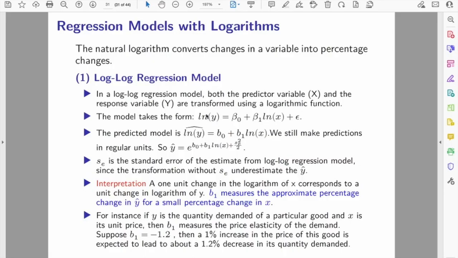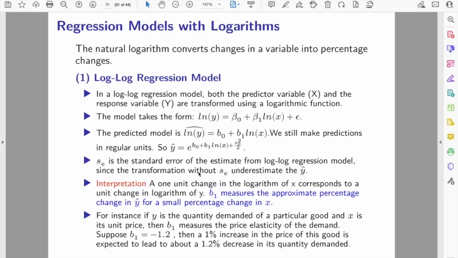How do we do the prediction? How do we predict with this model? This is the predicted model: ln y hat equals b naught plus b1 ln x. But we can still make predictions in regular units using this formula. And again, most of the time we're going to use R to do all of this.